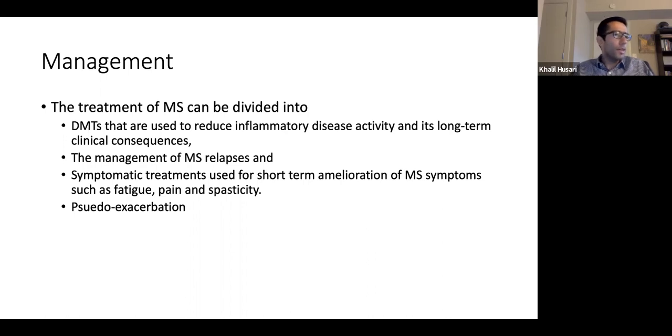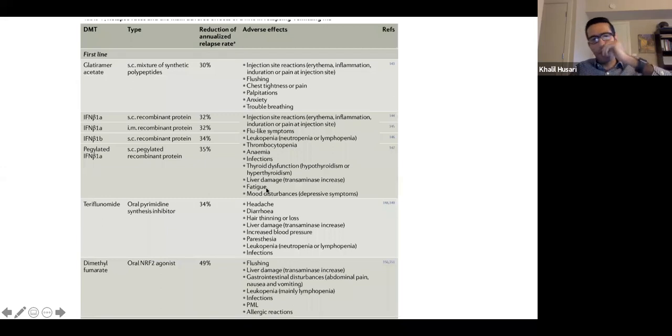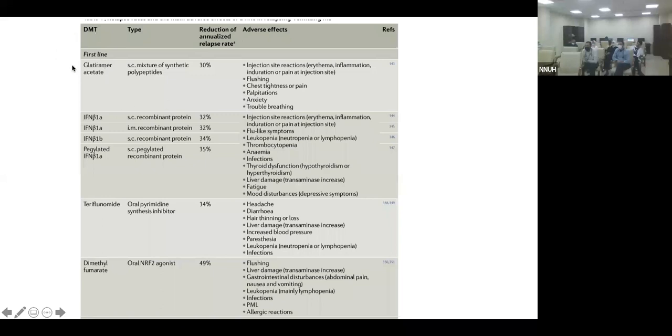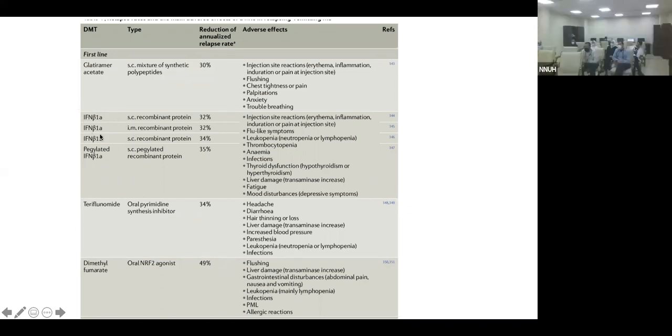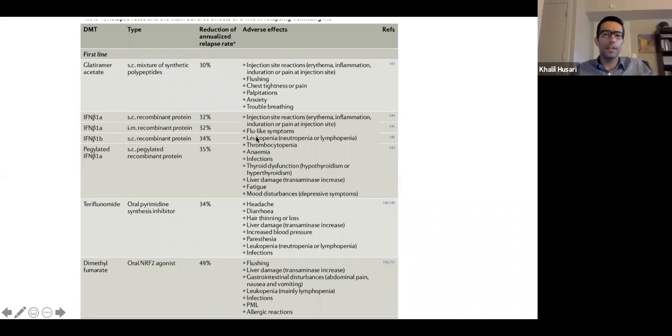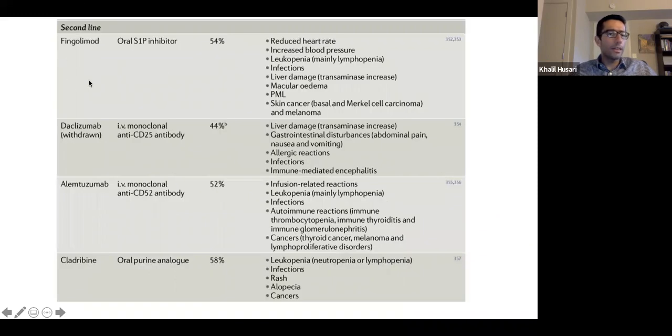Okay, now disease-modifying therapy. We have probably, I think, 15 of them now. What do you guys have in Nablus? Which ones do you guys use? Okay, so probably you have Copaxone or glatiramer acetate, interferons, of course, right? I can barely hear you guys. Sorry. Do you have any of the orals, like Tecfidera, Gilenya, no?